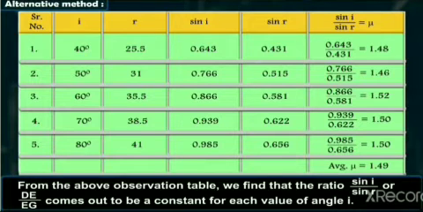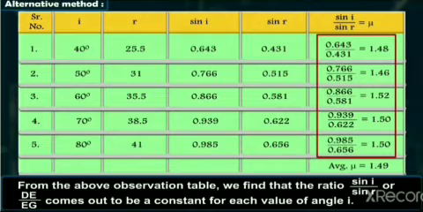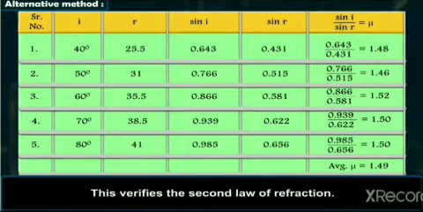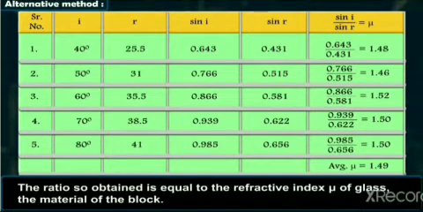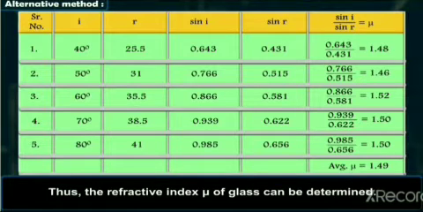From the above observation table, we find that the ratio sin I upon sin R or DF upon EG comes out to be a constant for each value of angle I. This verifies the second law of refraction. The ratio so obtained is equal to the refractive index mu of glass, the material of the block. Thus, the refractive index mu of glass can be determined.